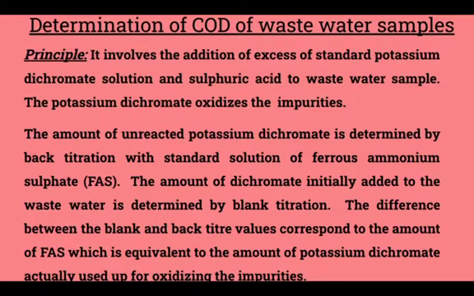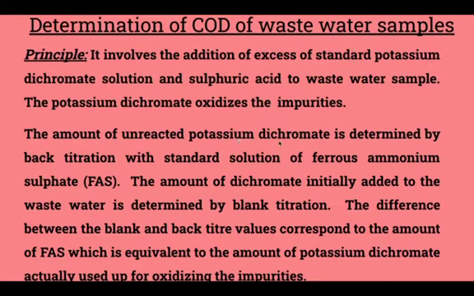Now, determination of COD of wastewater samples. What is the principle involved in the determination of COD? It involves the addition of excess of standard potassium dichromate solution and sulfuric acid to the wastewater sample. Potassium dichromate along with sulfuric acid is used because potassium dichromate is a good oxidizing agent only in presence of an acid. So potassium dichromate will oxidize the impurities present in wastewater.